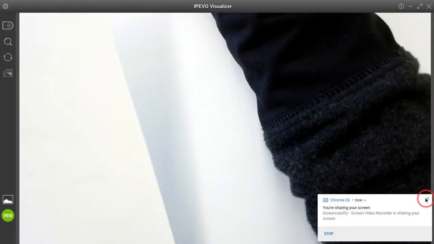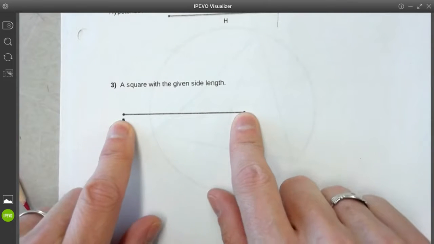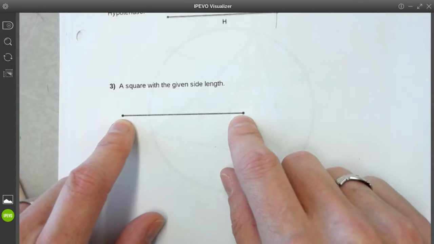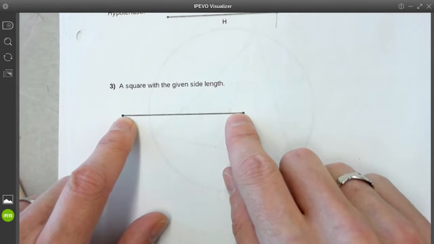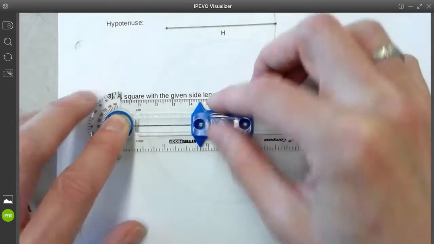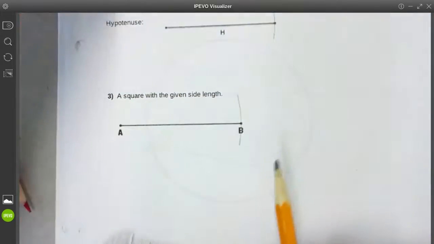Okay, so now for number 3, we got to construct a square with this length. There's a couple ways to do this. It's a little harder to do this with the circle. So I'm going to actually use this length as one side. So let me get that length. So there's the length of my side.